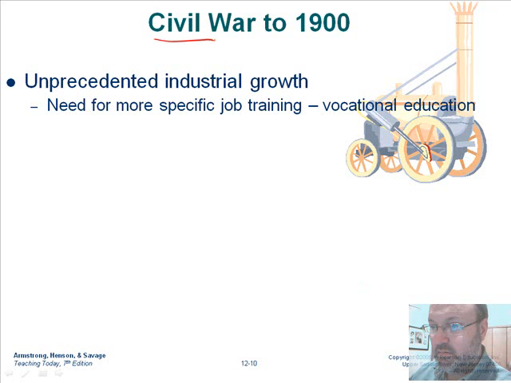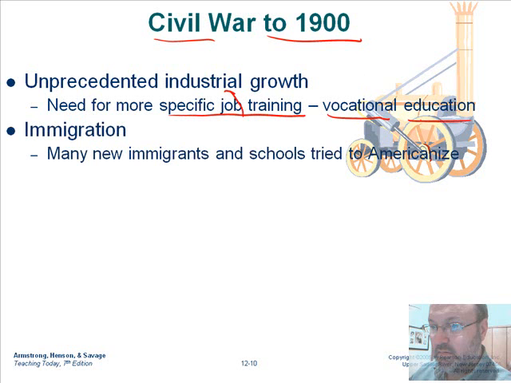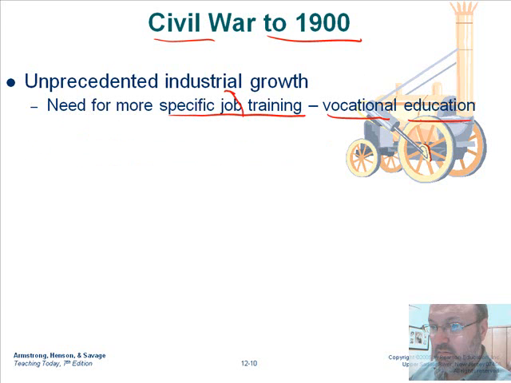Let's jump on to the Civil War to 1900. It had unprecedented industrial growth. The Industrial Revolution. Our country became a country of industries. So with that, some of you study history, you know this, we needed more specific job training to run these industries. And that was the birth and the invention of vocational education. Vocational education is that you train specifically to do a vocation. What do we have for vocations today? Welding, plumbers, electricians, carpenters. Those are vocations, and you can of course study that in the secondary schools.